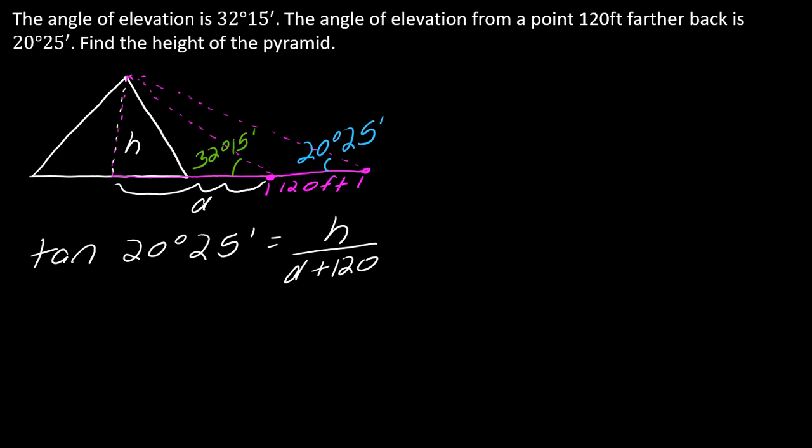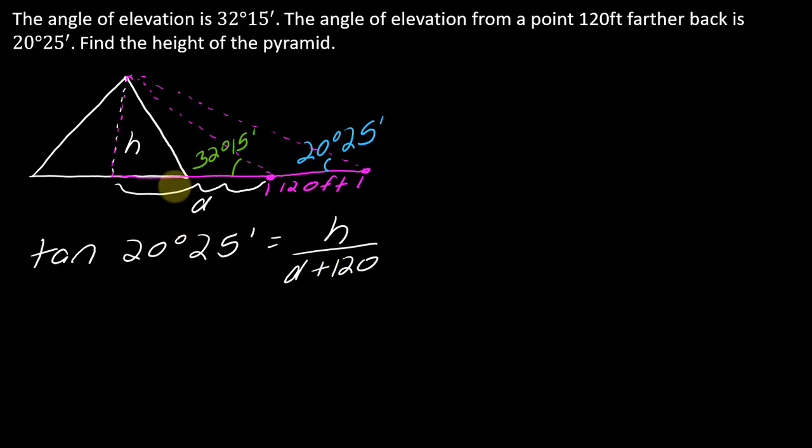Okay, so it's going to be tangent of 20 degrees and 25 minutes is equal to the opposite side over the adjacent side. The adjacent side is found by taking this length here, D, and then this 120. So this is the first equation. Remember, we're trying to set up a system. A system will have like two equations.